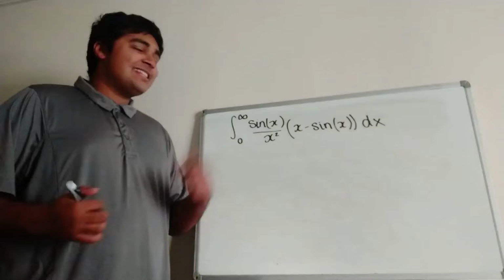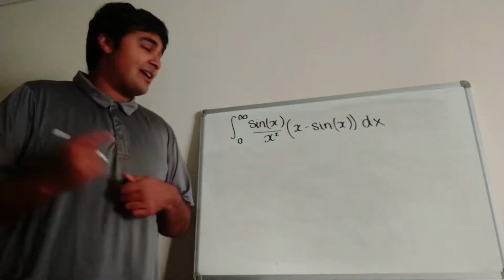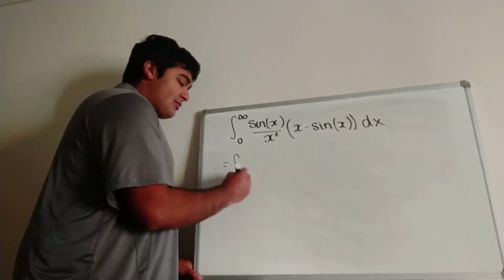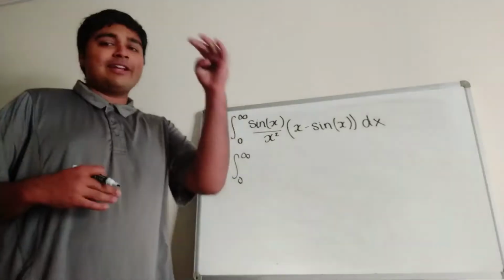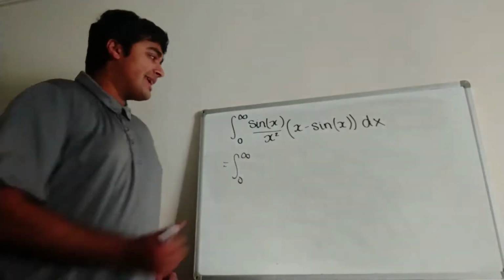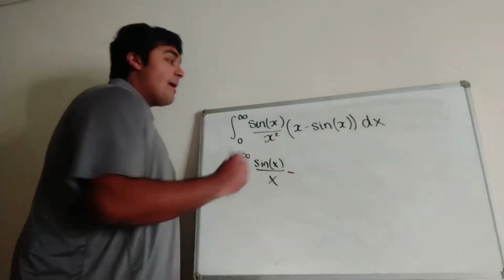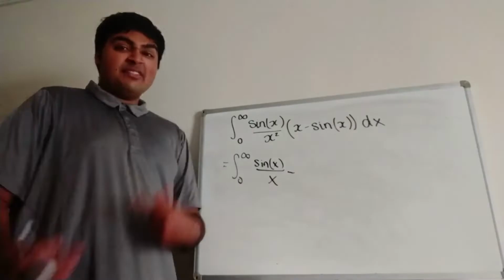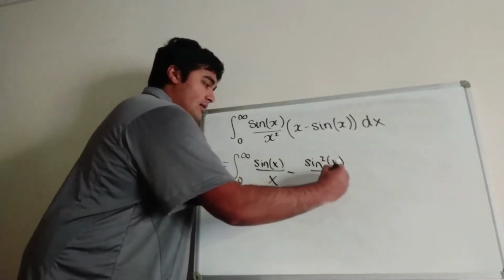Okay, so we want to show that this integral here is 0, and the way we're going to do that firstly is by expanding this bracket here. So this is equal to the integral from 0 to infinity of x times sine x over x squared, but of course we've got an x on the top and an x on the bottom, so we can cancel those, so we get the integral from 0 to infinity of sine of x over x minus sine of x times sine of x is sine squared x over x squared, like so.